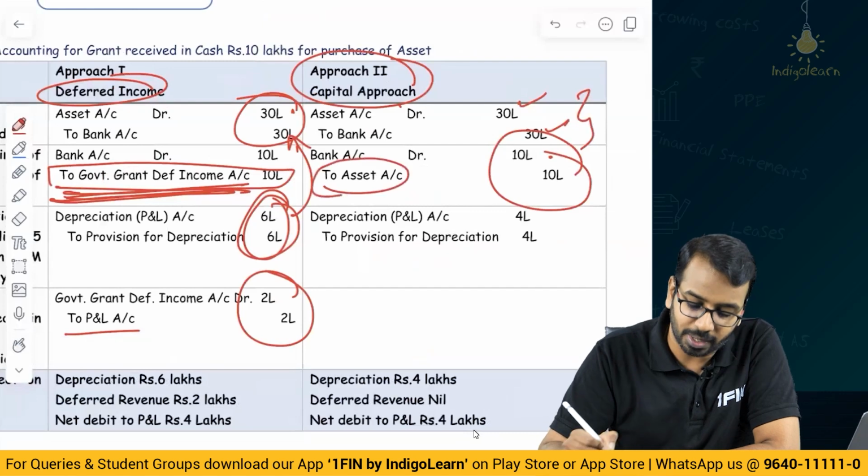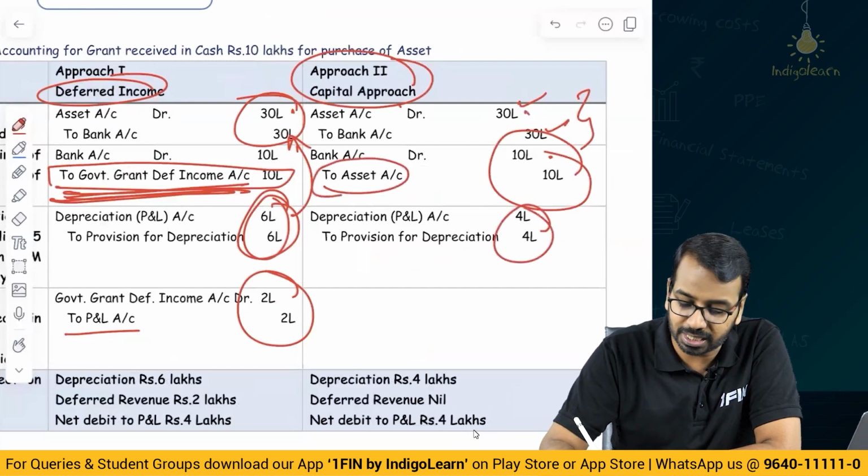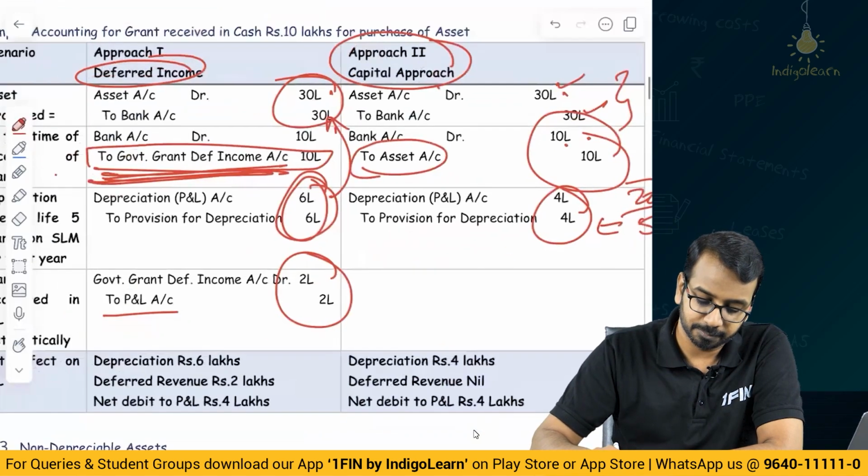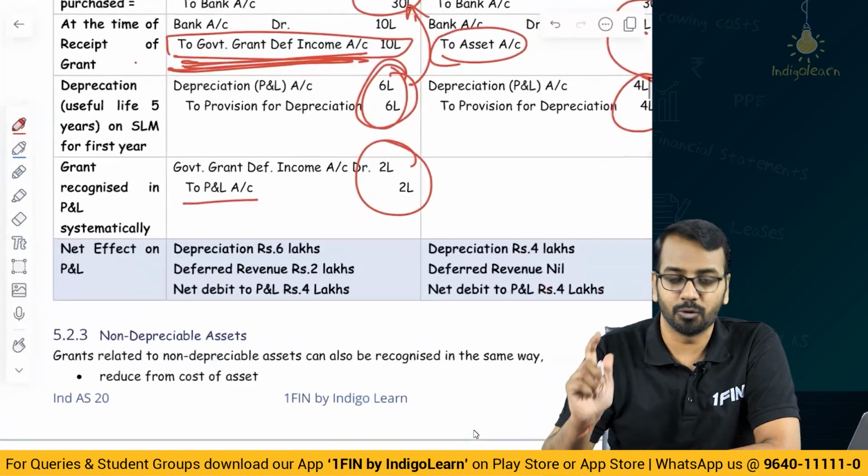Grant will also be credited to the asset account, and depreciation will be charged on 30 lakhs minus 10 lakhs, that is 20 by 5, which is 4 lakhs, right. Net impact will be 4 lakhs in both the cases.